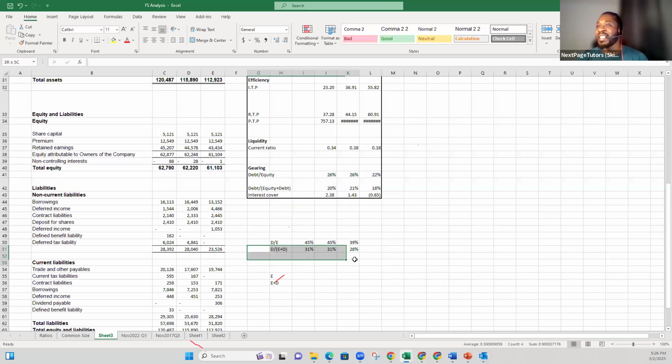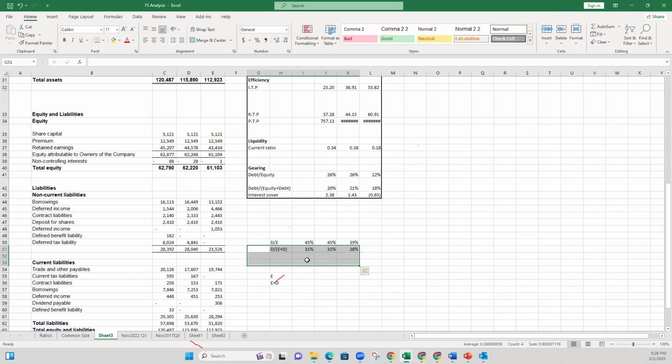But debt to asset is measuring your total capital. So in your capital structure, as far as this computation is concerned, debt is only 31%. In your entire capital structure, debt is only 31%.